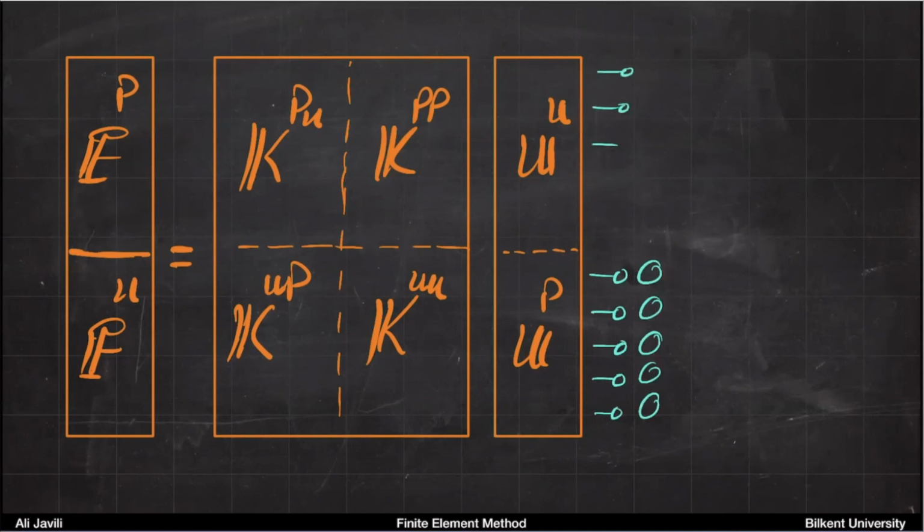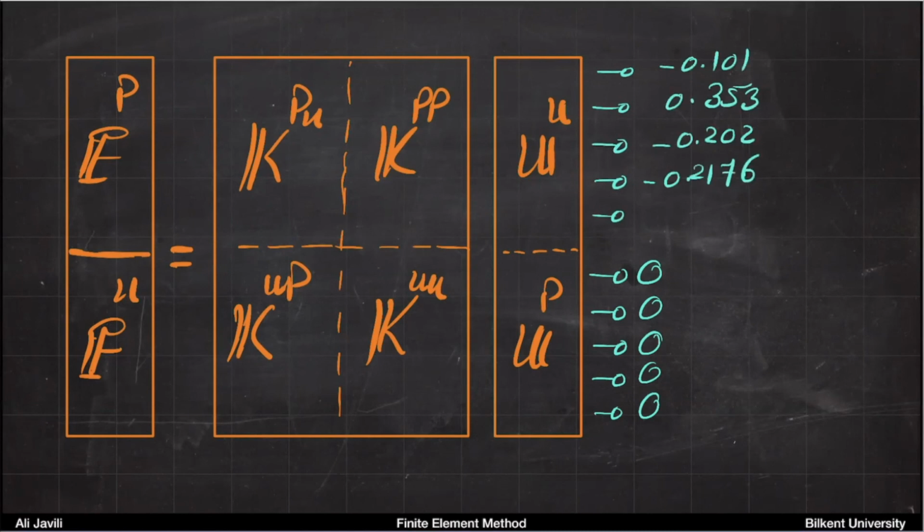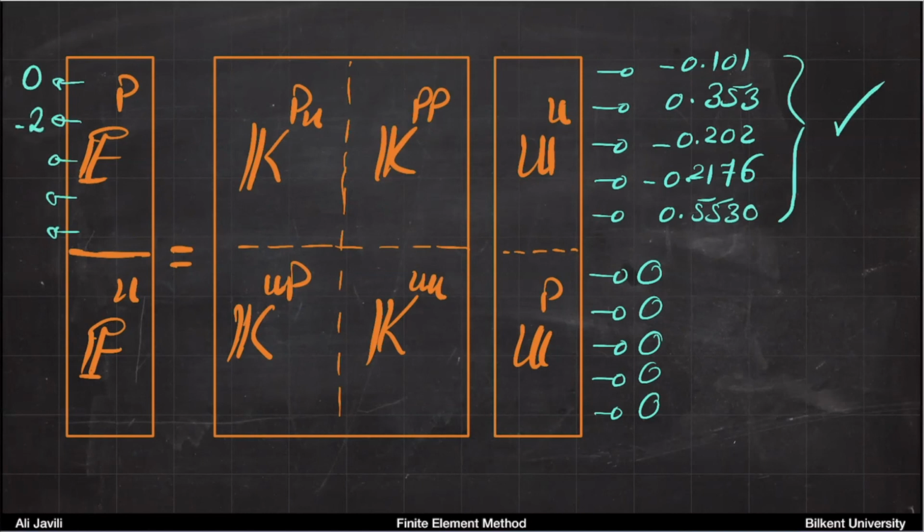The unknown displacements, if you calculate, I think it would be something like minus 0.101, 0.353, minus 0.202, minus 0.2176, and the last one is 0.5533 or 30. Okay, so these are the ones that you calculate. Now, the prescribed forces also, I'm just writing them next to them, but these are the ones that you have prescribed. So it's not something that we need to calculate, but you can look at the system and see why they are prescribed like that. So you get 0, minus 2, 1, minus 3, and square root of 3.